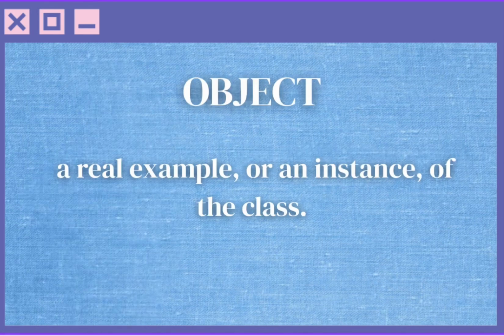Now, when we actually create a person, for example, Cristopher, that becomes an object. The object is a real example or an instance of the class. So if the class is the design, the object is the real thing built from that design.